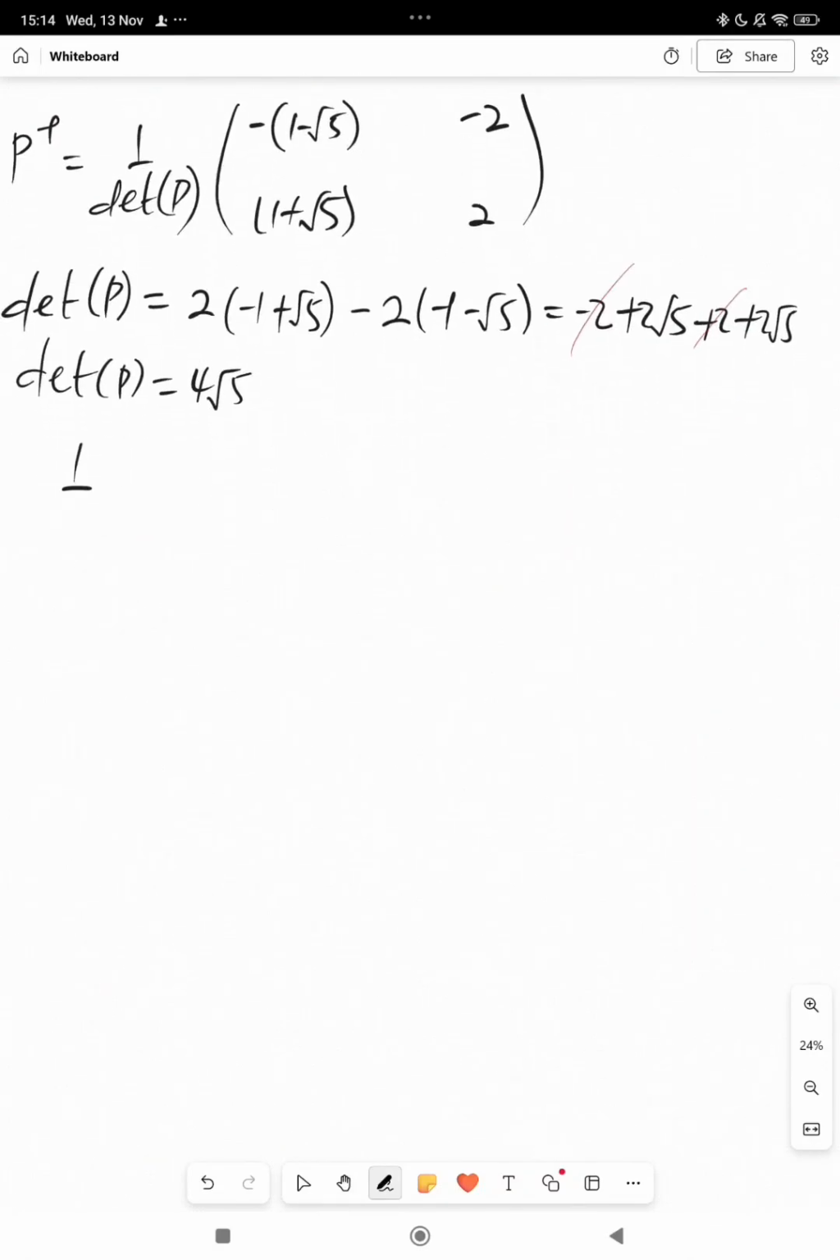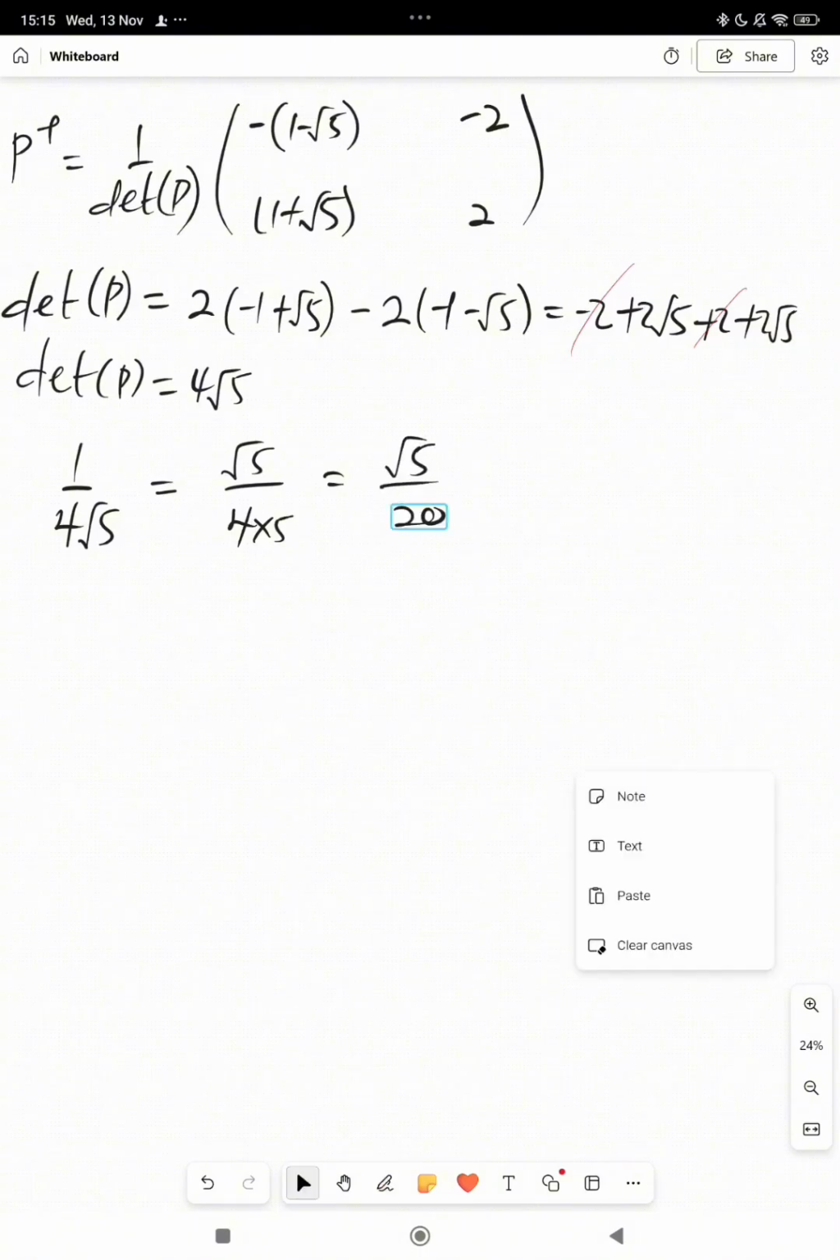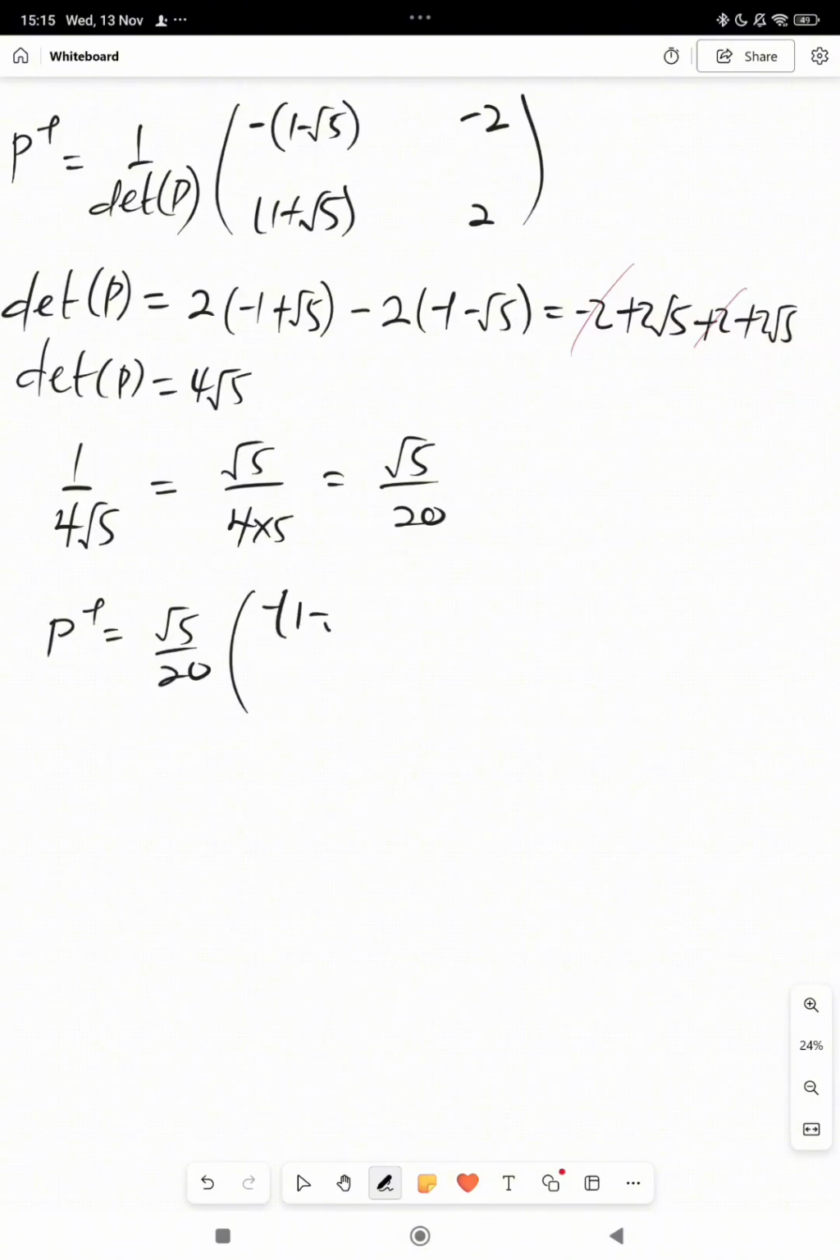Remember, you're going to use 1 over 4√5. So we simplify: √5 divided by 4 times 5, which is equal to √5 over 20. So our P inverse is given by √5 over 20, multiplying -(1 - √5), -2 here, 2, and 1 + √5. So this is P inverse.